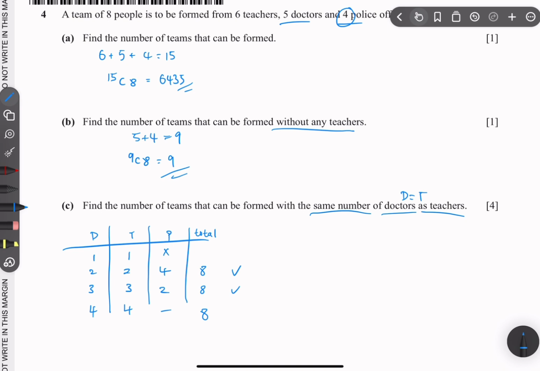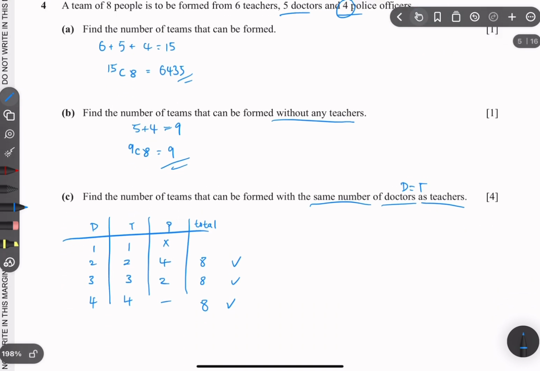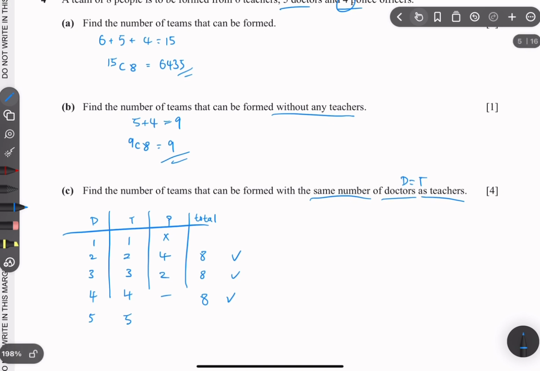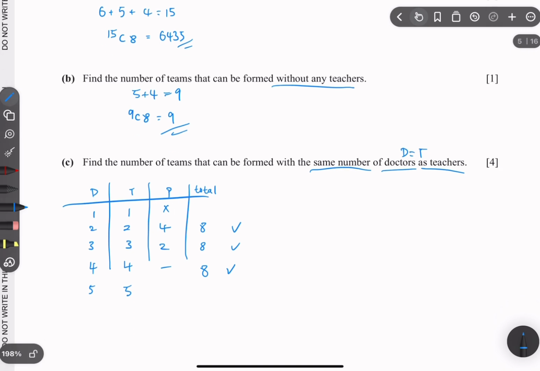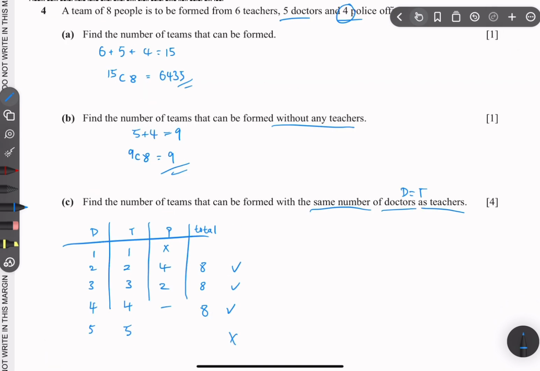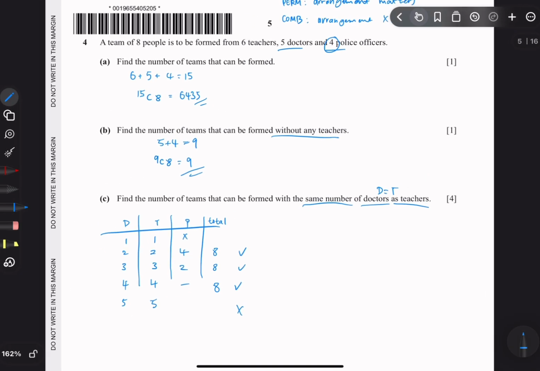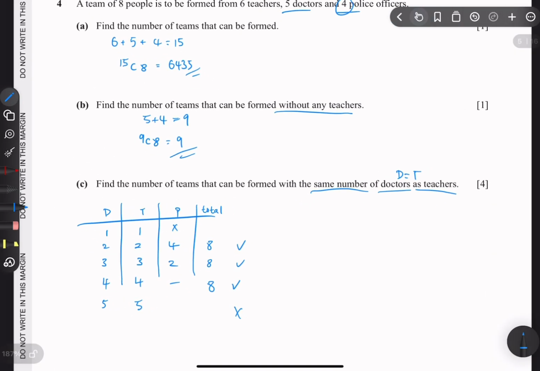So 8. This is also possible. And then 5 doctors and 5 teachers. This is already over the limit of 8, so it's not possible. And then we can just stop here. And now we just use combination to get the answer.